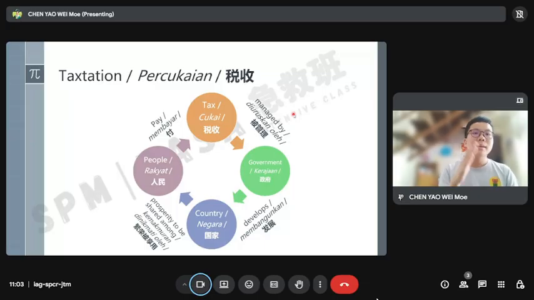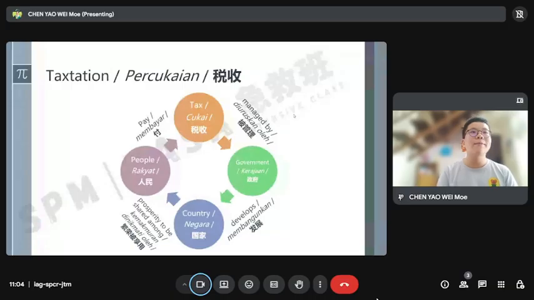Because the country is now developed, people can have the prosperity to be shared among them, kemakmuran, to get the welfare, all the good things, kebajikan. So why do we need to do the taxation?